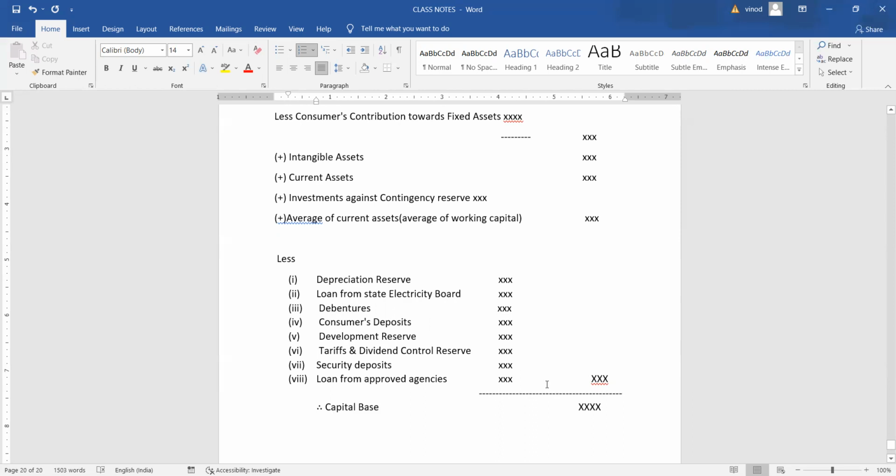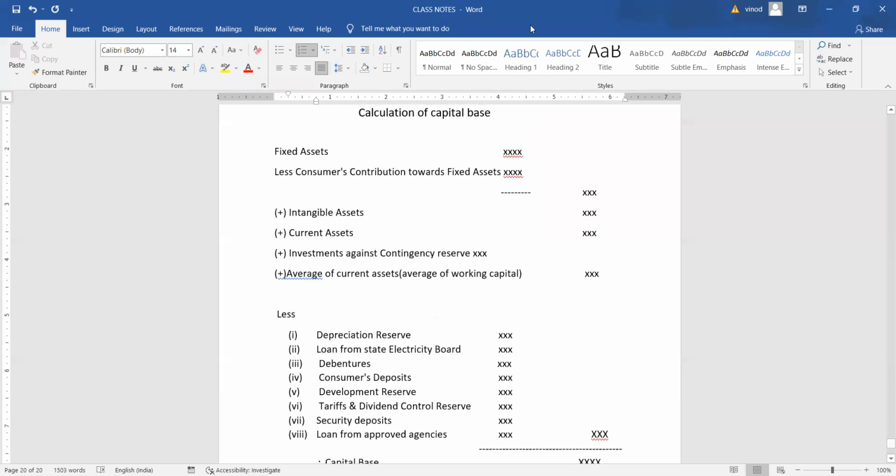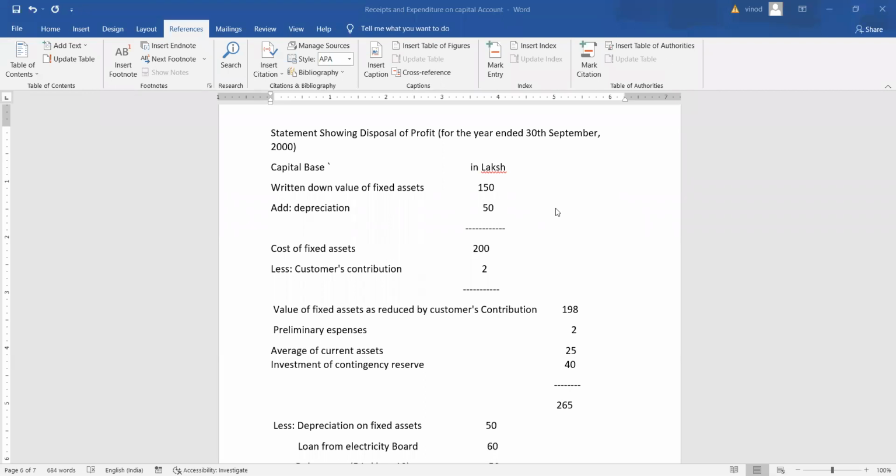Let's work out one problem, that is calculation of the capital base. They have given the value of fixed assets at written down value, that means after deducting depreciation. So we should add back the depreciation, that is 50, making 200 rupees. Then out of this 200, consumer's contribution is 2 rupees. So we deduct that value, that is 198.